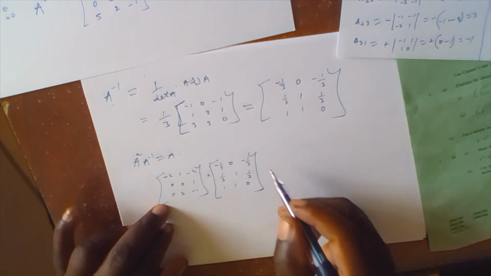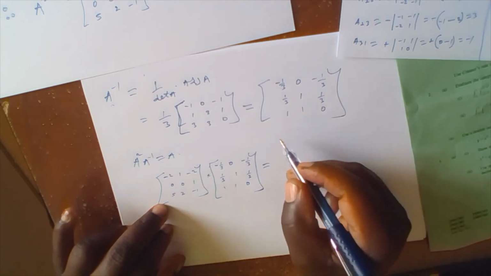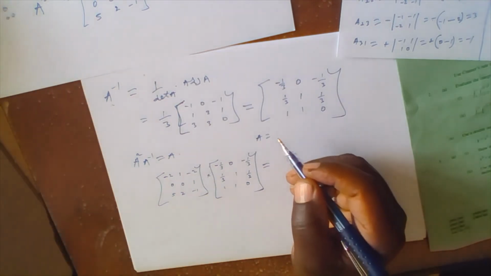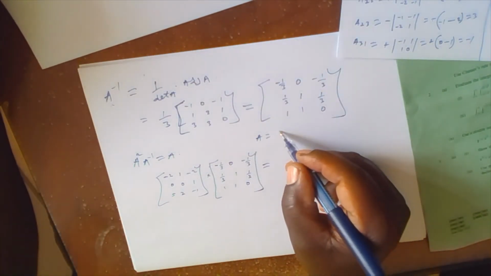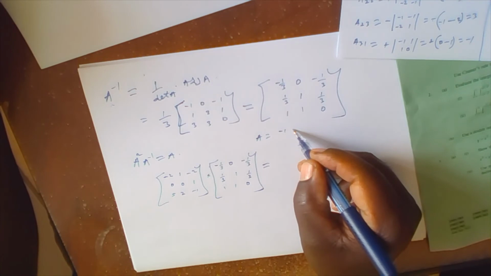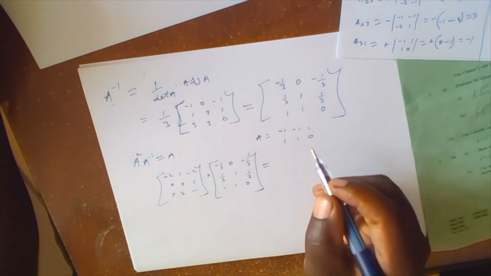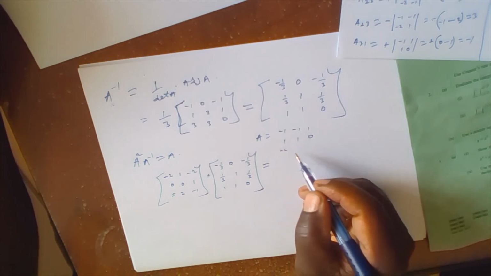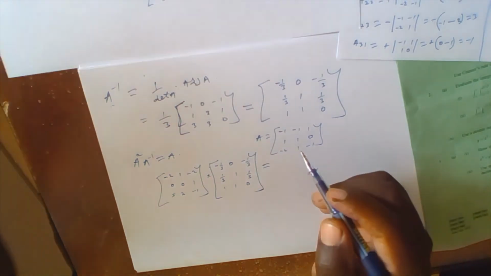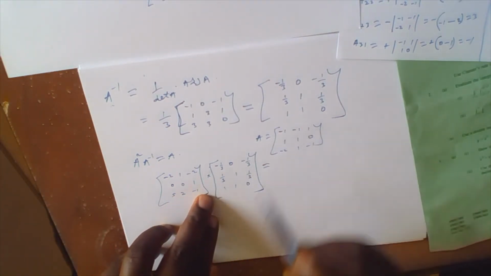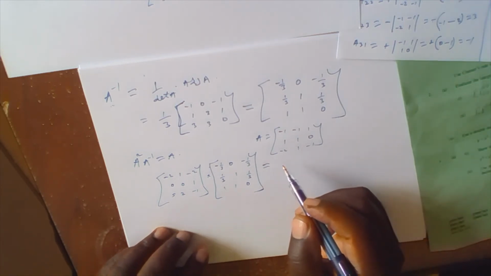We multiply the 2 to see if we shall be able to get A. Remember A is this one, which is negative 1, negative 1, 1, 1, 1, 0, negative 2, 1, negative 1. So when we multiply the 2, we must carry this matrix. We will have been shown what the equation wants.